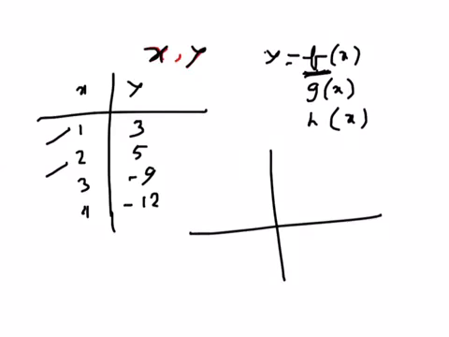So for any x value, it has to have a unique y value like that, and for any x value we can say that it has a unique y value. So this can be called a function.